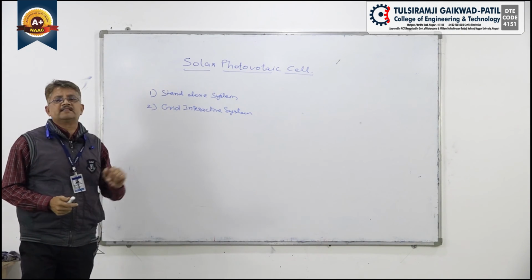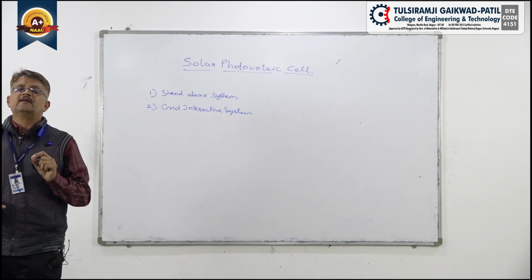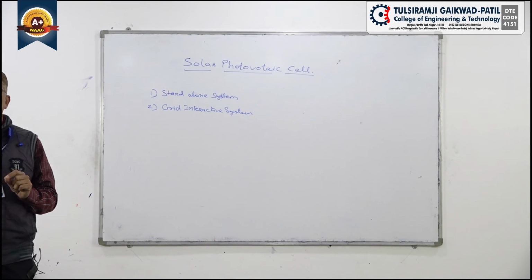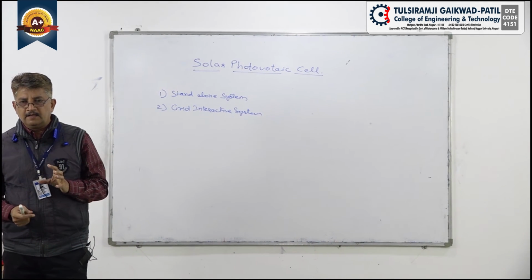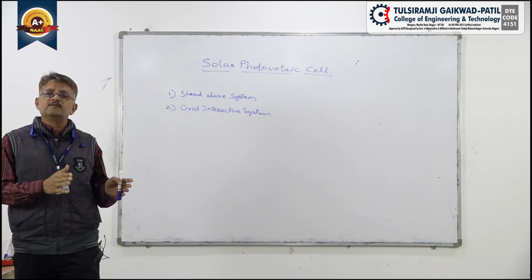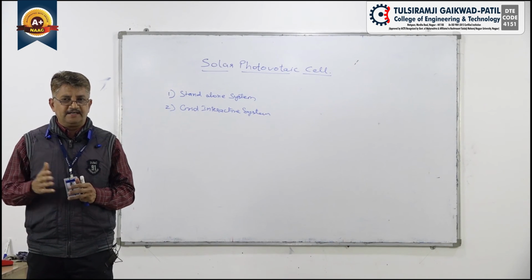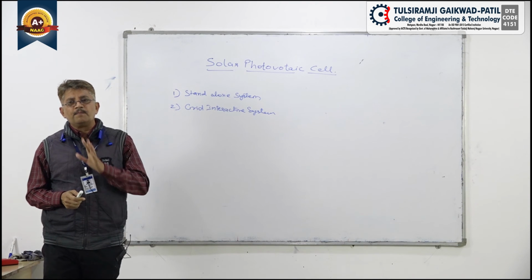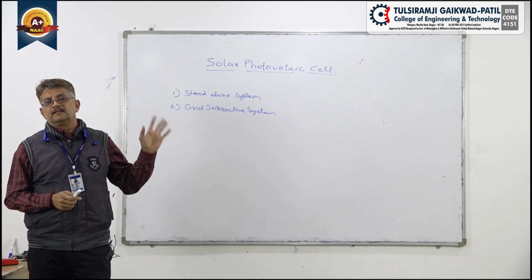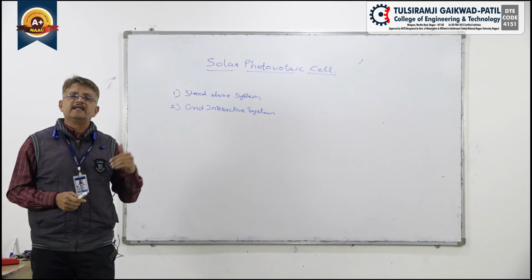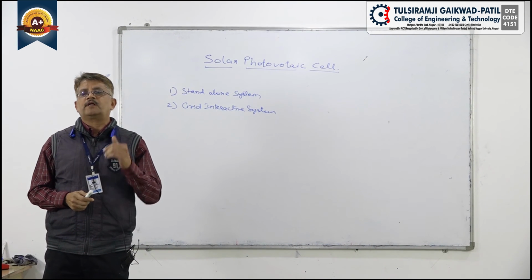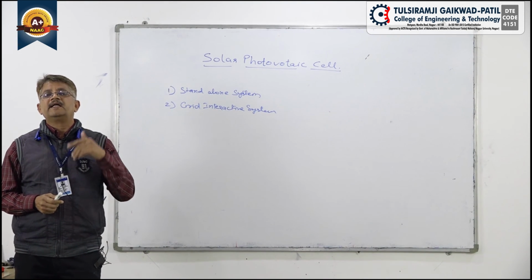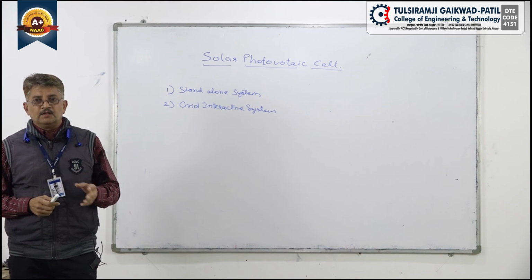In the standalone system, we have an additional component, which is the battery. And second, this standalone system is not connected to the grid. But as far as the grid interactive system is concerned, there is no battery provision, but whatever power is being generated, we can directly feed to the grid. Okay.